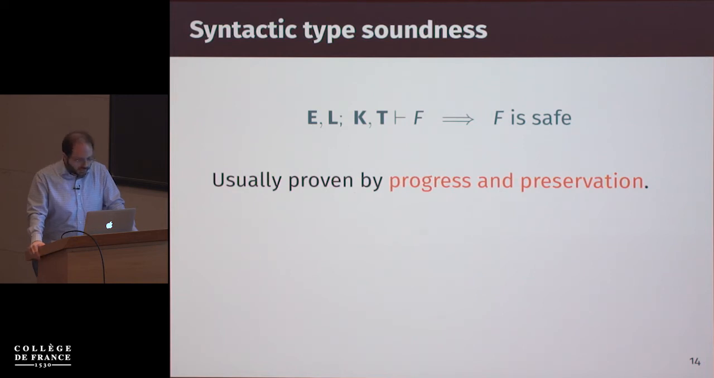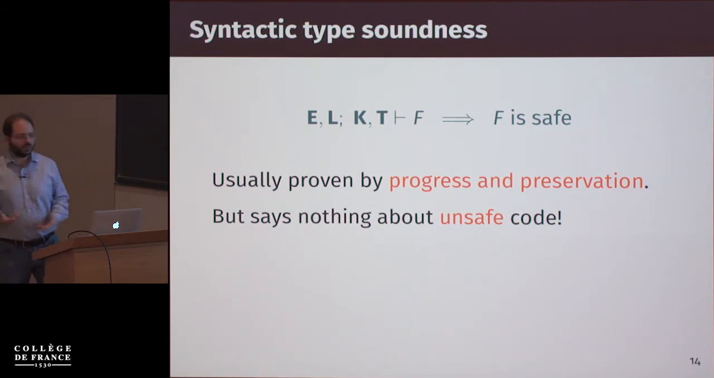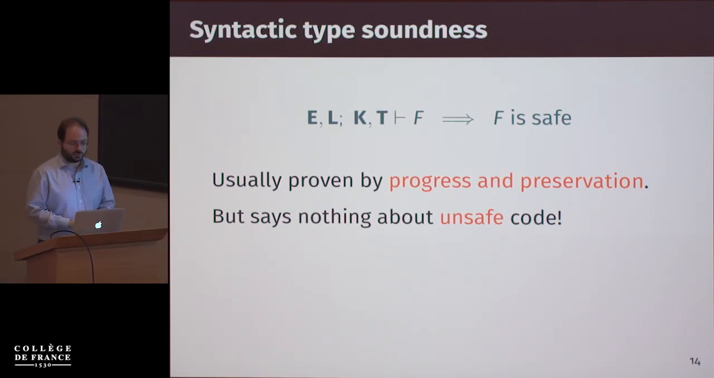The problem is it doesn't work at all for Rust, okay? Because it says nothing about unsafe code. So we get back to this core theme of the talk, right? The interaction of safe and unsafe code. The method of progress and preservation assumes that your entire program is well typed according to a fixed set of typing rules, these syntactic typing rules.